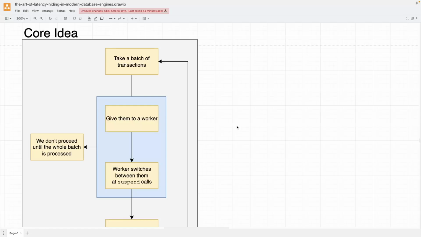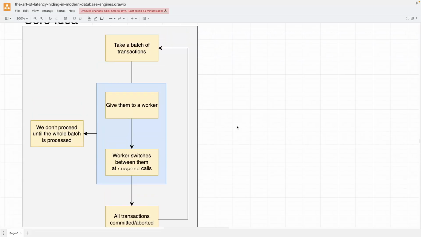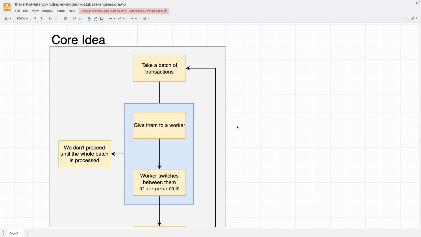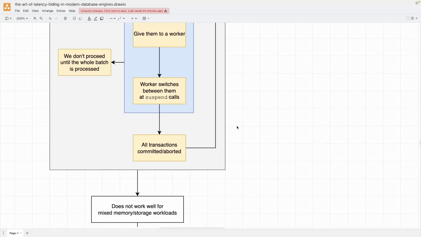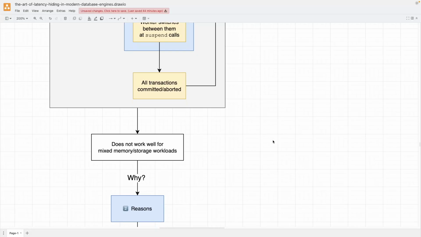So every transaction has either committed or aborted. And once you're done with your batch, you move on to the next batch. That's it, right? Very, very simple, very easy to understand approach. Take a batch, process it, finish it, and then move on to the next batch. But this very simple approach doesn't work well when you're dealing with a mix of workloads, right?